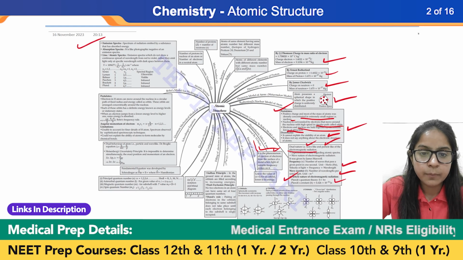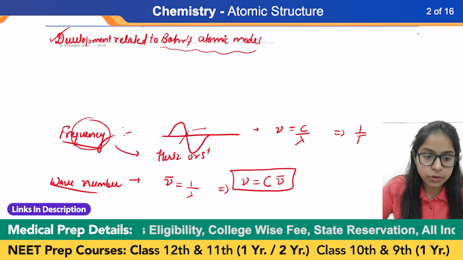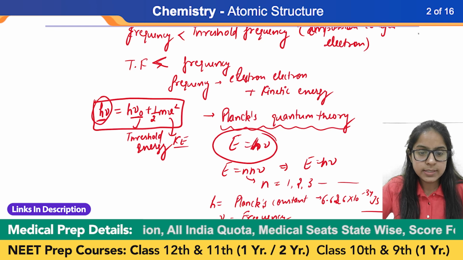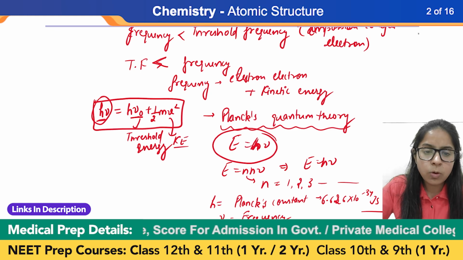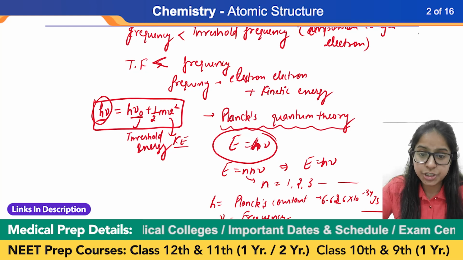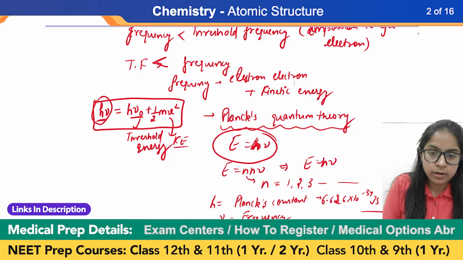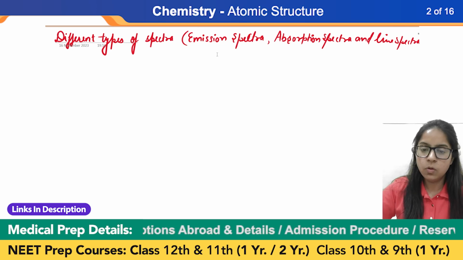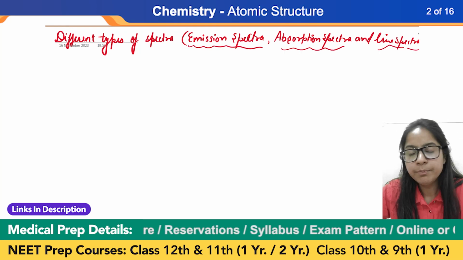Now after that we are developing the concept related to the Bohr atomic model, and we are midway through, with points like the photoelectric effect and Planck's quantum theory. We got to know that electrons are not randomly placed anywhere, but are placed in particular energy levels, the stationary orbits that we will discuss in the Bohr atomic model. Next are the different types of spectra that help us know about the development of the Bohr atomic model.